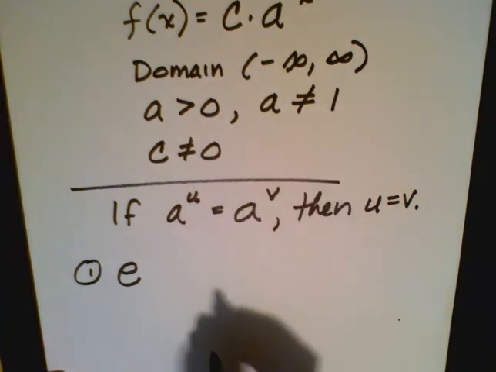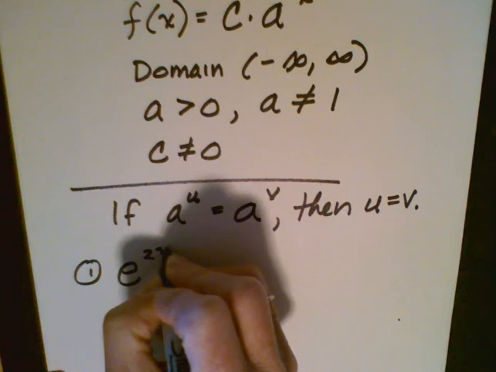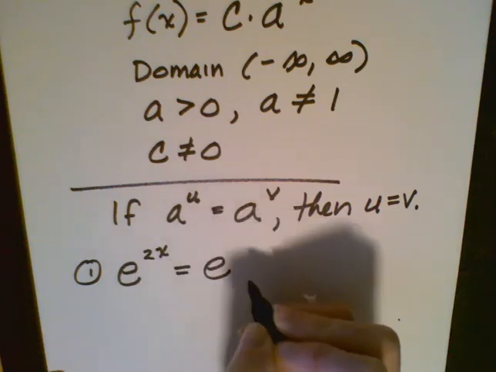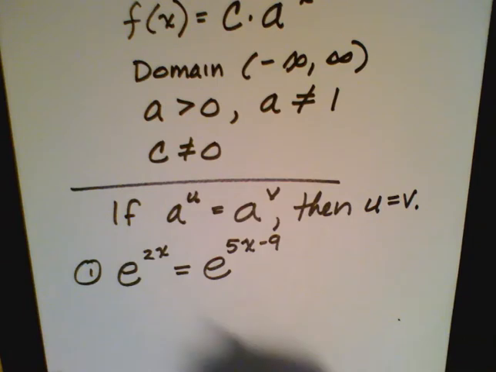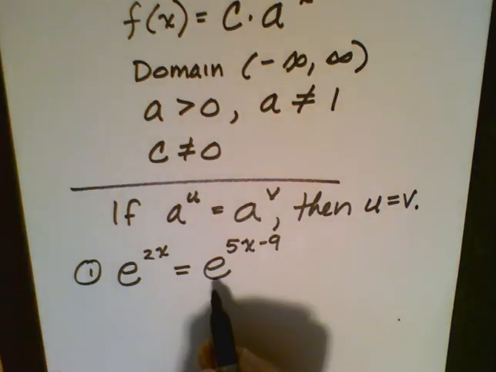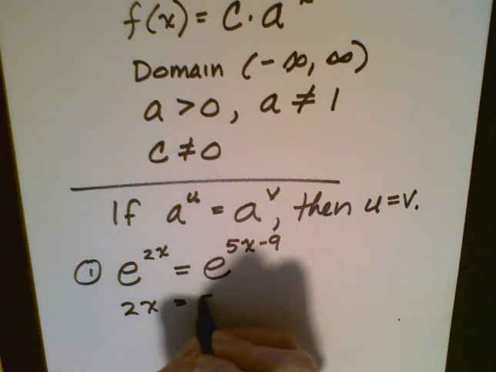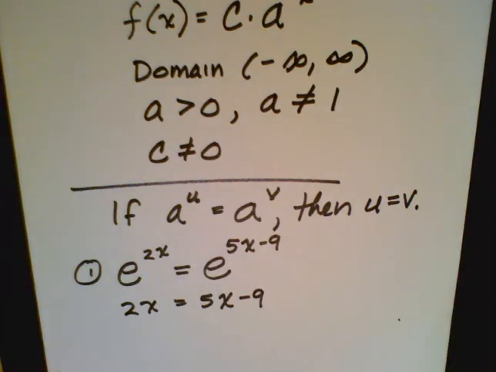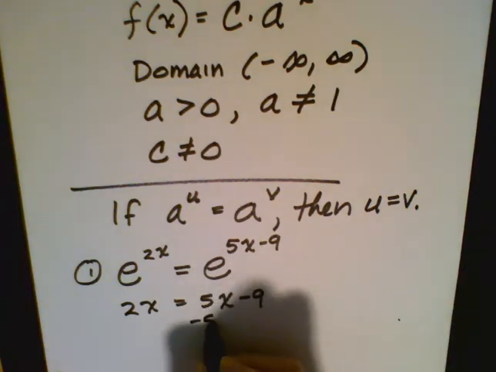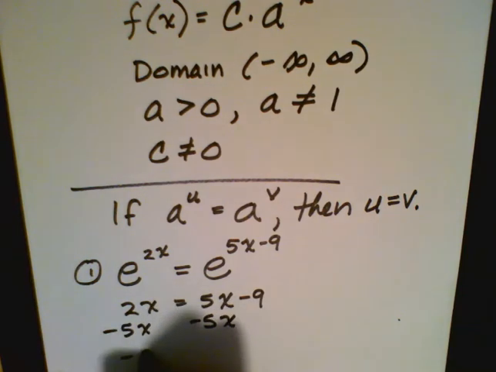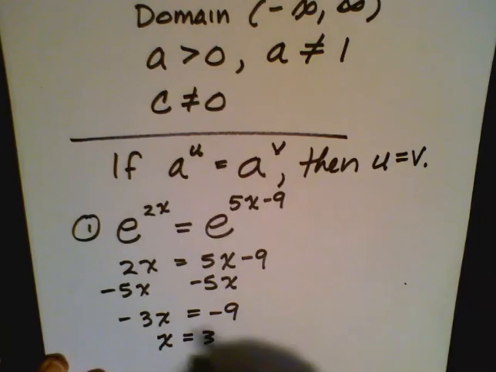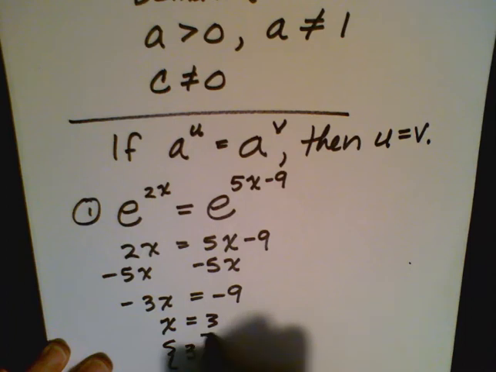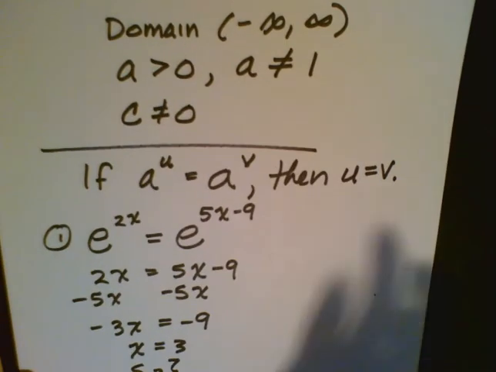So if e to the 2x power is equal to e to the 5x minus 9 power, then we know we're supposed to find x. But if this is true, then we can just say, well, then 2x is equal to 5x minus 9, and just solve this simple linear equation. Subtract 5x, negative 3x equals negative 9, divide both sides by negative 3, and of course x equals 3. So we solved this exponential equation. Our solution set is 3.